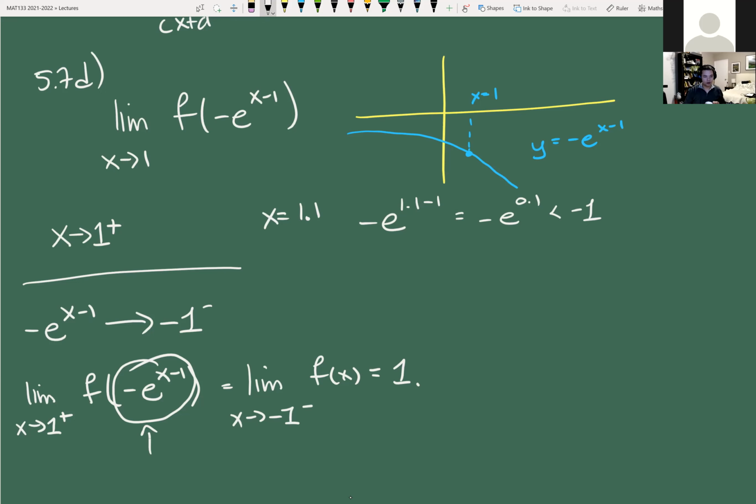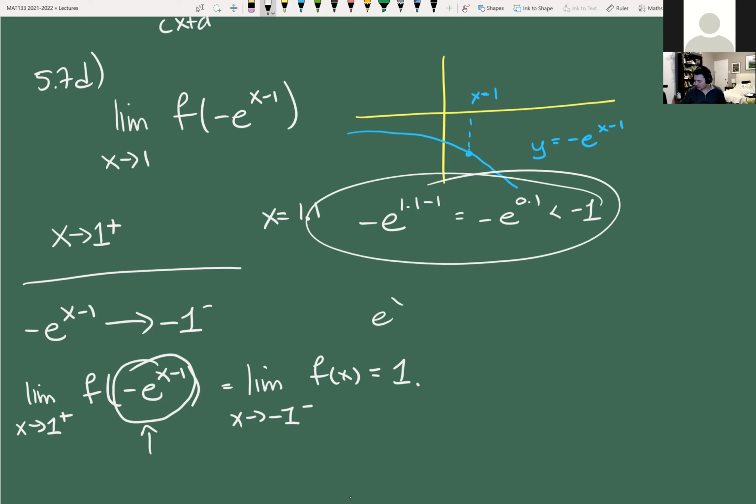Are there any ways to do it without plugging? I mean, really, we're not plugging anything in. We're just analyzing the behavior of these functions as they're approaching particular numbers. But the way that I've described it to you here is the only way you can do it. Basically, the way I did this, for example, is I know that as x approaches 0 from the right, e to the x approaches 1 from the right.